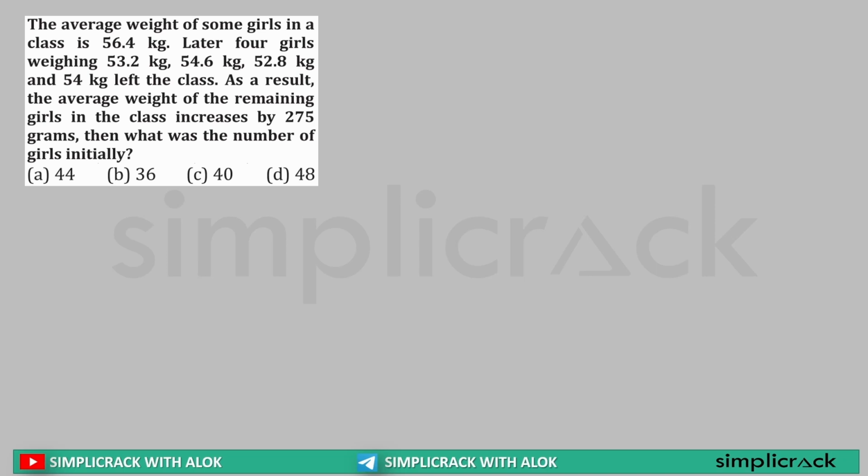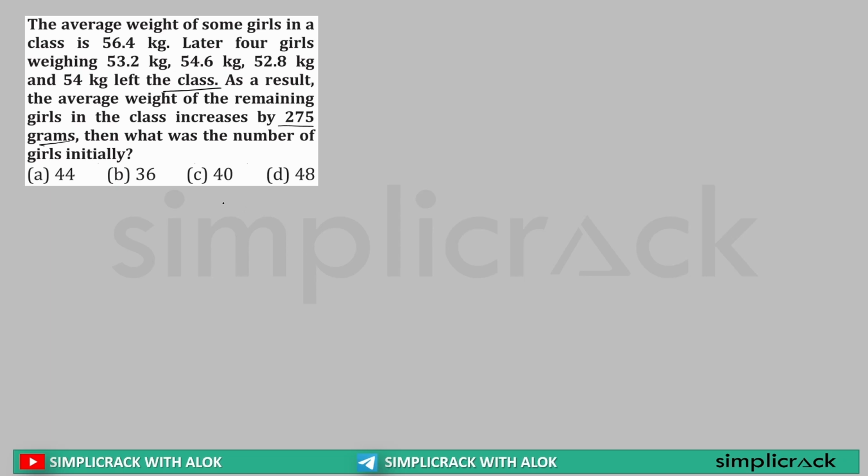Sir, the average weight of some girls in a class is 56.4 kg. Later, 4 girls weighing 53.2 kg, 54.6 kg, 52.8 kg and 54 kg left the class. As a result, the average weight of the remaining girls in the class increased by 275 grams. Clear? Then what was the number of girls initially?